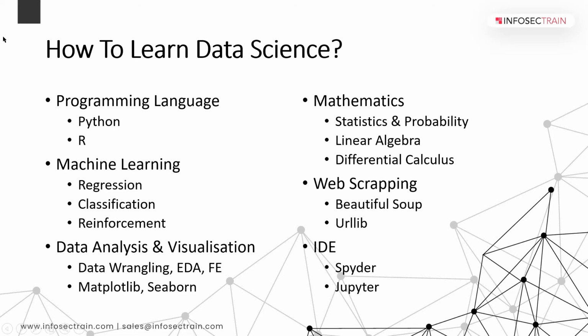Then the second thing is machine learning. In machine learning we are going to build a model, and the model could be a regression model, a classification model, or a reinforcement model. When we talk about a regression model, it means that we are going to predict a numerical value.